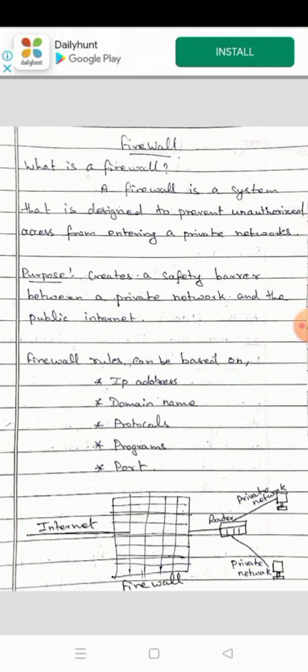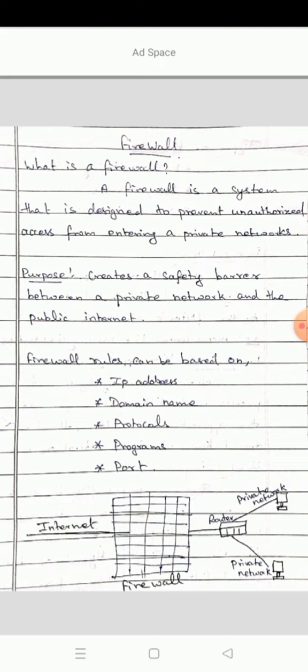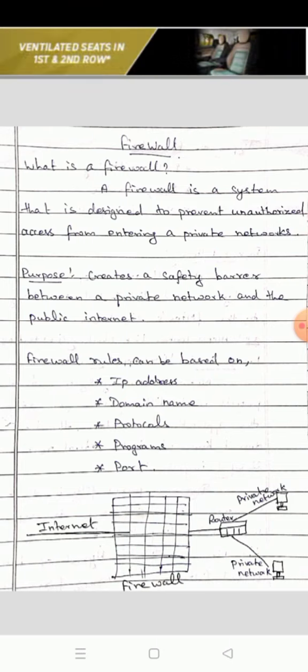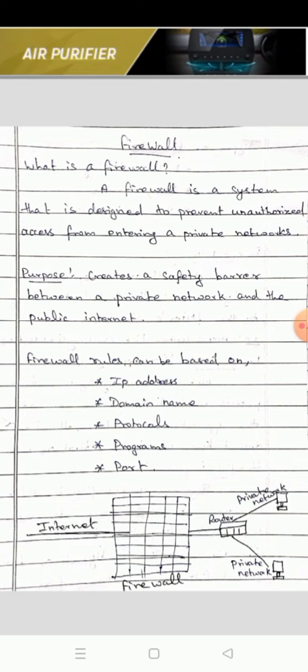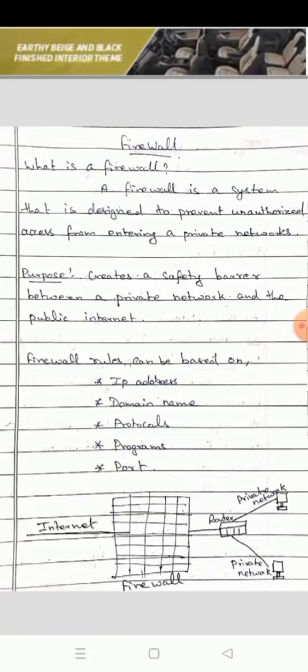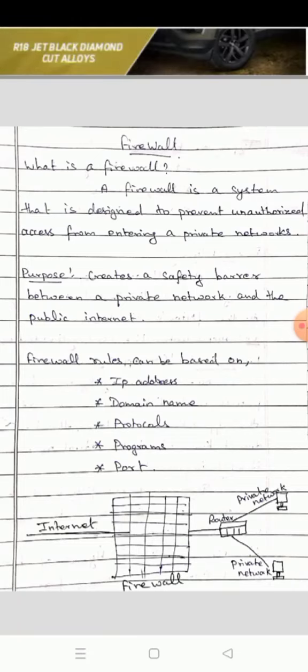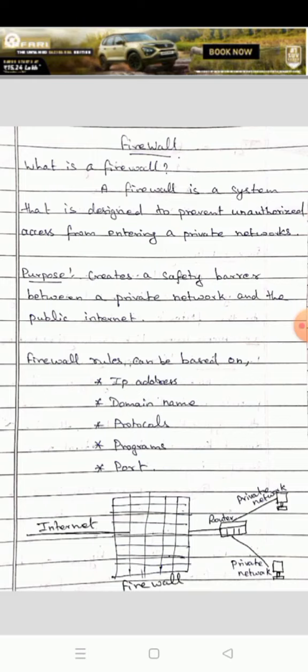Because of using the firewall: while we are using the internet, we have to download many files and many documents that we need. Whenever we download those documents, unnecessary documents are also downloaded. To avoid those unnecessary documents, we use the firewall to restrict and ignore those files, and we collect only whatever things we need. That is the main purpose of using the firewall.